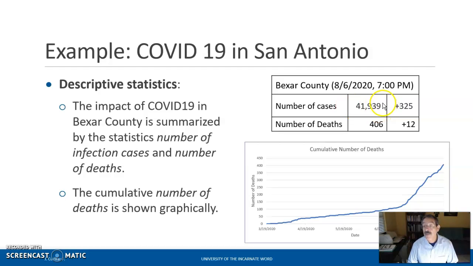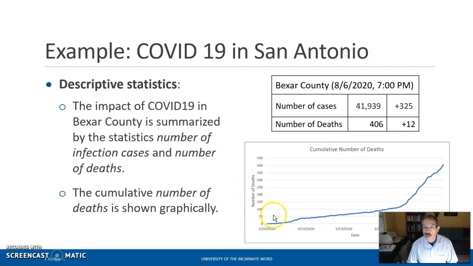41,939. This is the cumulative number of cases, and this is the number of new cases in this particular day. The number of deaths accumulated up to date is 406, and there were 12 new deaths on this particular day. So these are the summary statistics that the city is using to report cases and deaths.